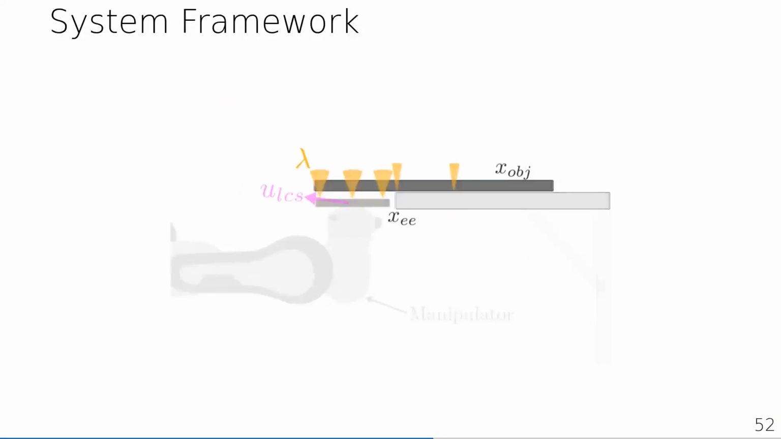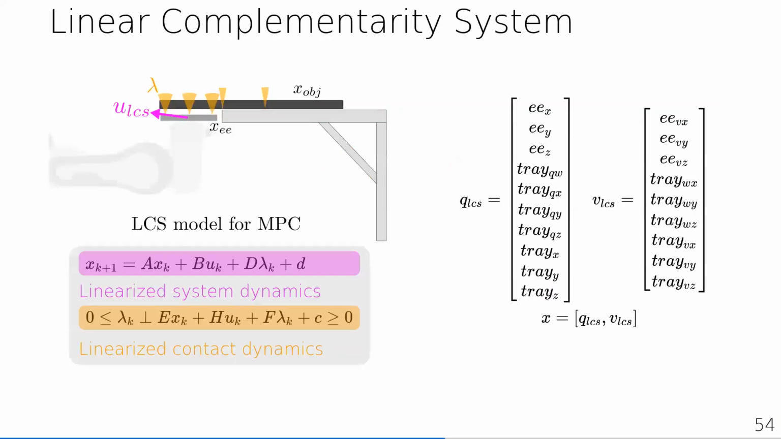So the LCS, okay, encodes the contact dynamics, and the right side is the contact boundaries that decide between contact and no contact, as well as sliding and sticking. So this can encode all of that. But yes, we have to linearize this. This is the linearized contact boundaries.